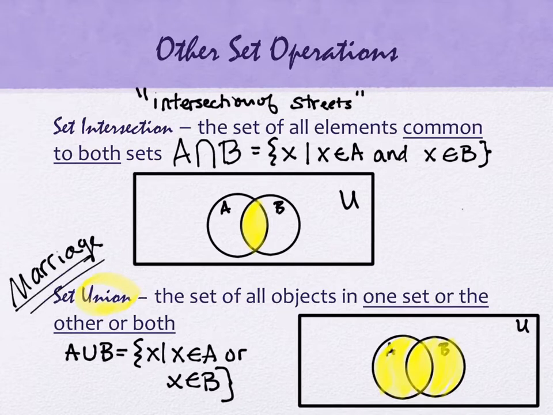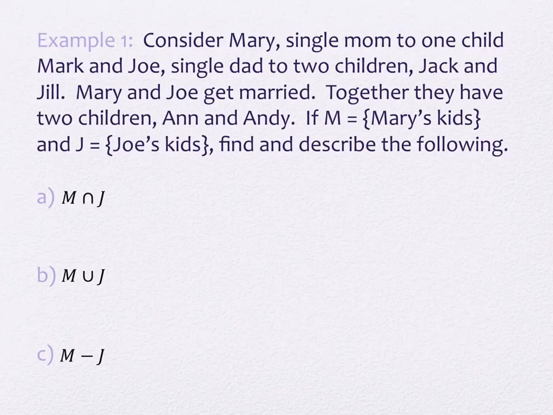And our example that we're going to do for this actually is that. So consider Mary, single mom to one child, Mark, and Joe, single dad to two children, Jack and Jill. Mary and Joe get married, and together they have two children together, Ann and Andy. If M is Mary's kids and J is Joe's kids, find and describe the following.